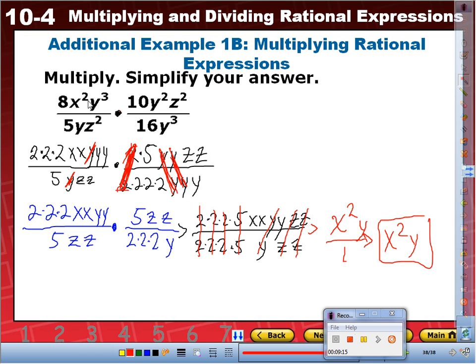Watch. I factor this, factor that, and simplify. Factor this, factor that, and simplify. At this point, we cannot simplify any further, right? Therefore, the next step will be to multiply like this. But what did we notice? That all of this is everything that's above here, right? So in order to save this step, all I'm going to do at this point is this. And we're left with x squared y.